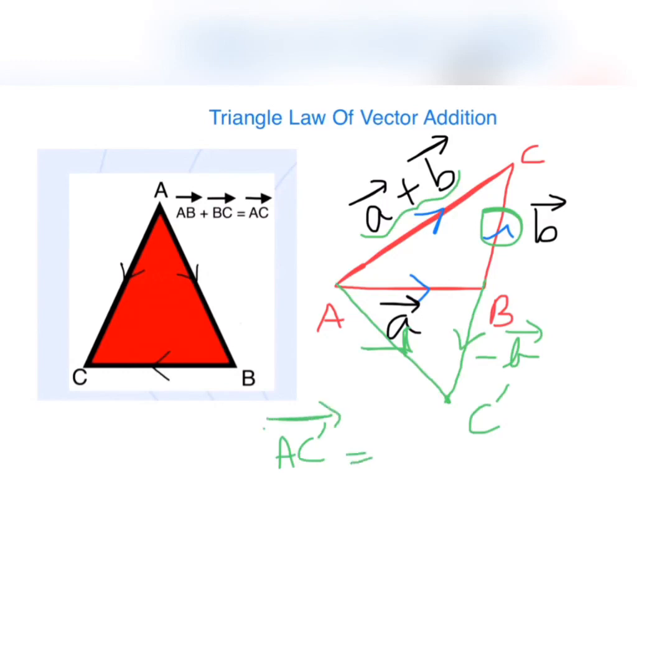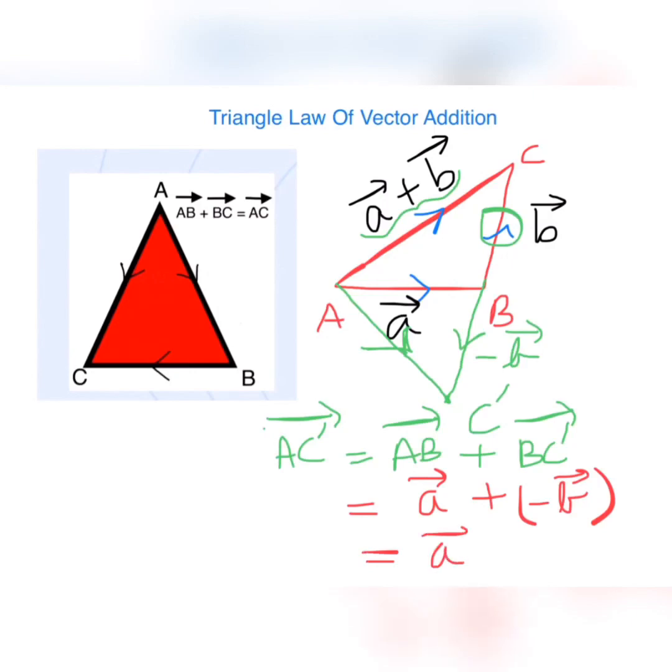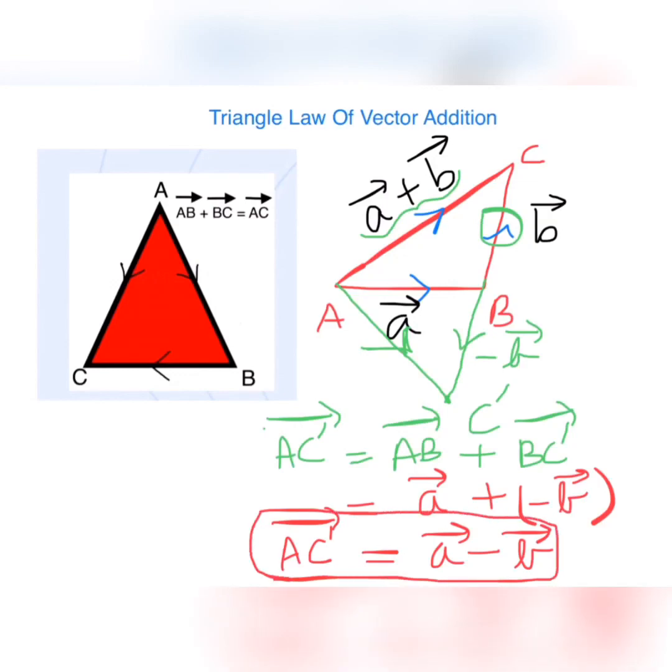Vector AC dash is equal to vector AB plus vector BC dash, which is equal to vector A plus negative vector B, which is equal to vector A minus vector B. So this vector AC dash represents the difference of vector A and vector B. This is also by the triangle law of vector addition. This is also a point to be taken care of.